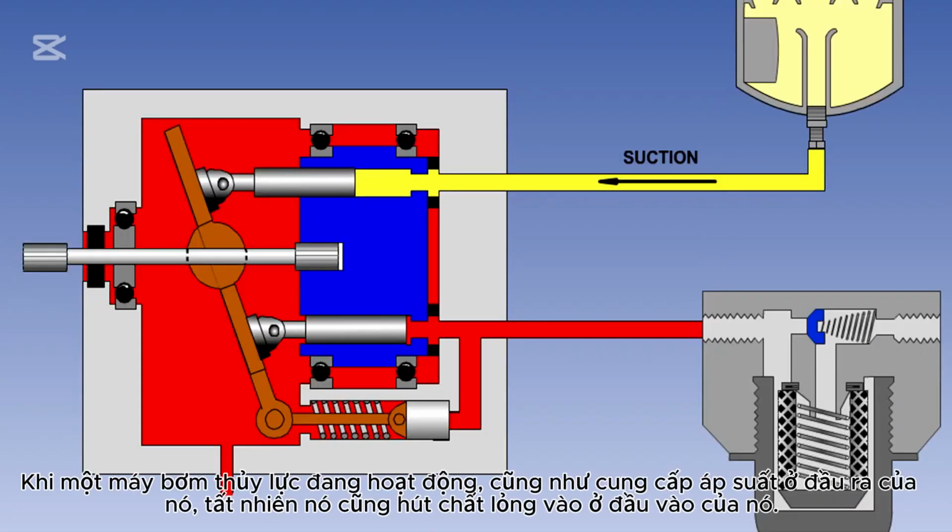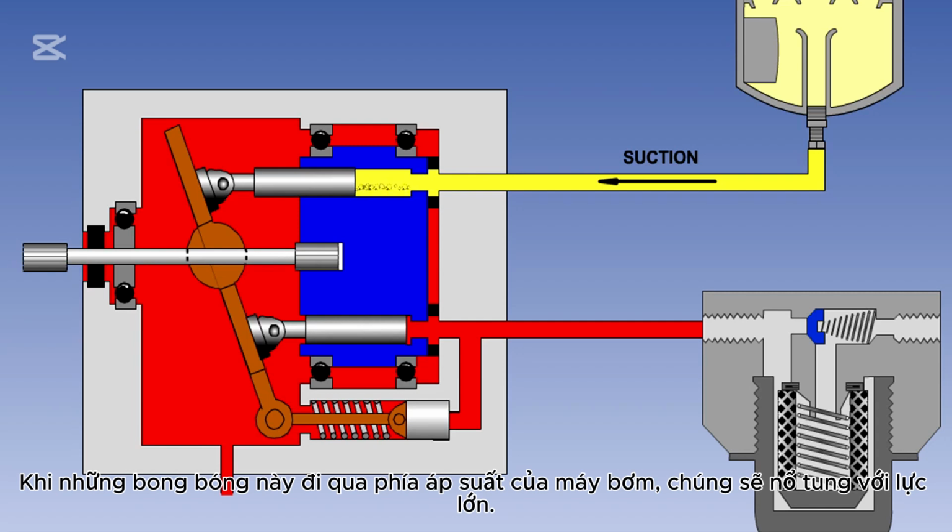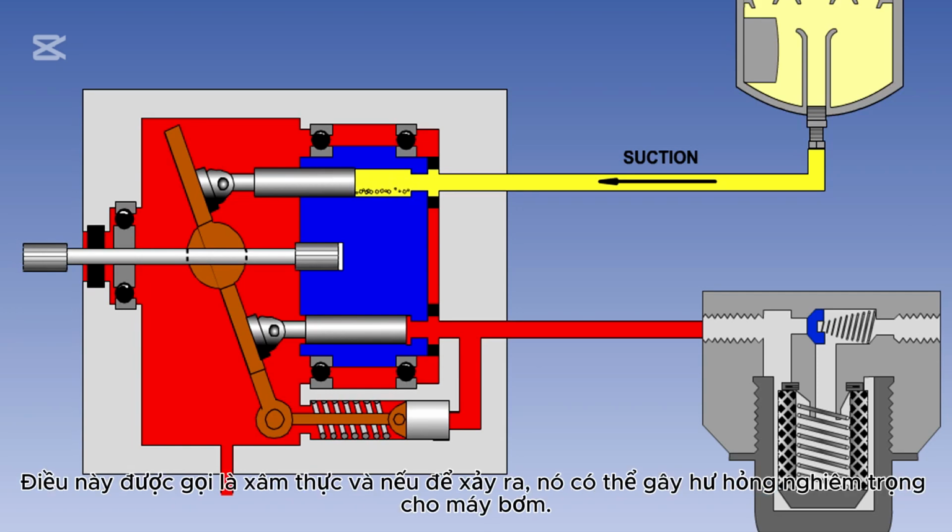When a hydraulic pump is operating, as well as supplying pressure at its outlet, it also, of course, sucks fluid in at its inlet. This suction causes a big drop in the pressure of the fluid and can lead to low temperature boiling and the formation of bubbles. When these bubbles pass through to the pressure side of the pump, they then implode with great force. This is known as cavitation, and if allowed to happen, it can cause severe damage to the pump.